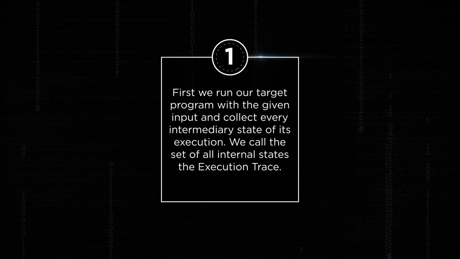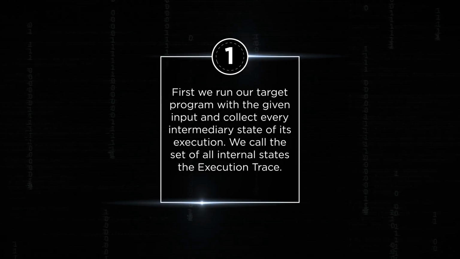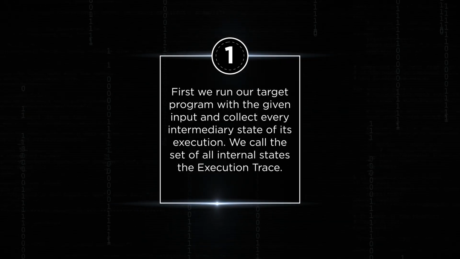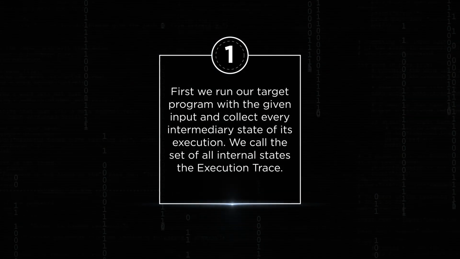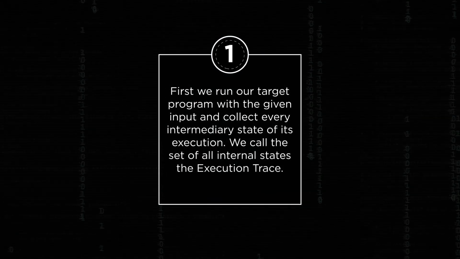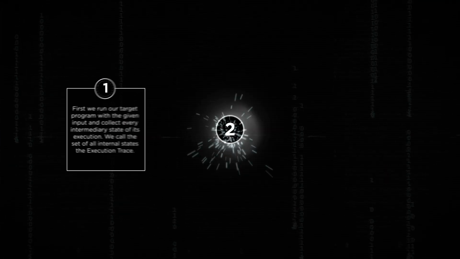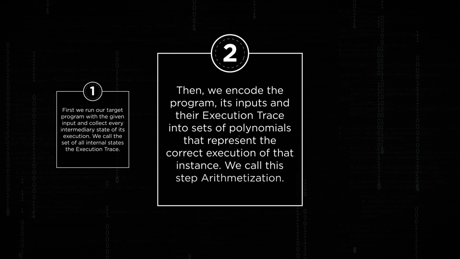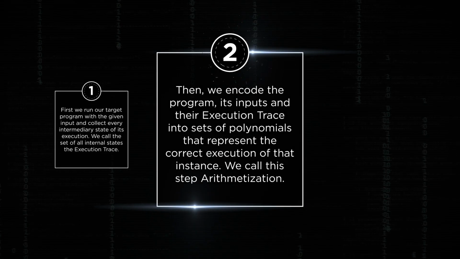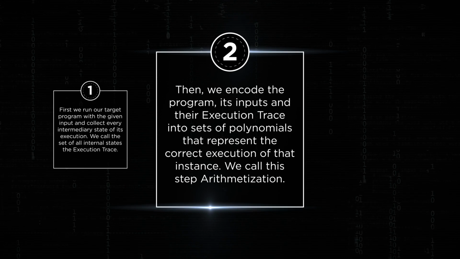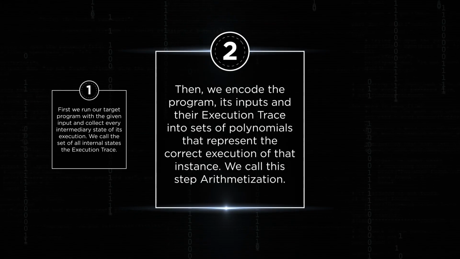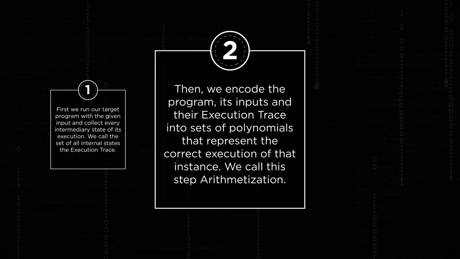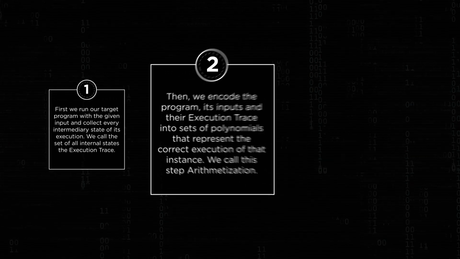First, we run our target program with a given input and collect every intermediary state of its execution. We call the set of all internal states the execution trace. Then, we encode the program, its inputs, and their execution trace into sets of polynomials that represent the correct execution of that instance. We call this step arithmetization.